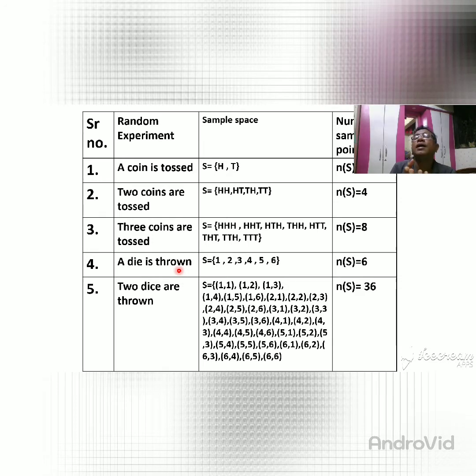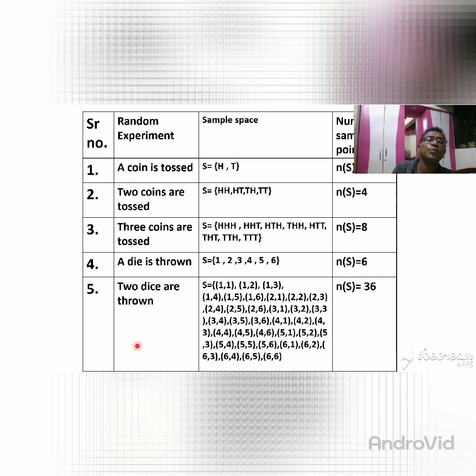So when you throw the die, there are 6 numbers. So the probability is that you are getting one of the 6 numbers. Which are those 6 numbers, just see. So this is S in curly brackets: 1, 2, 3, 4, 5 and 6. This is the sample space when you throw one die. So the number of S is equal to 6 here.